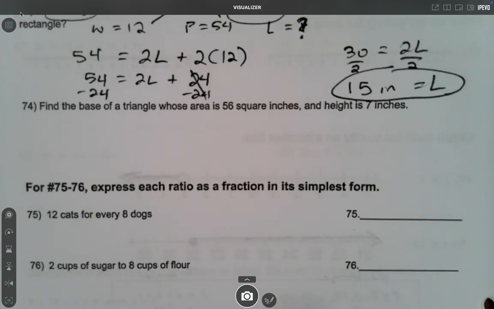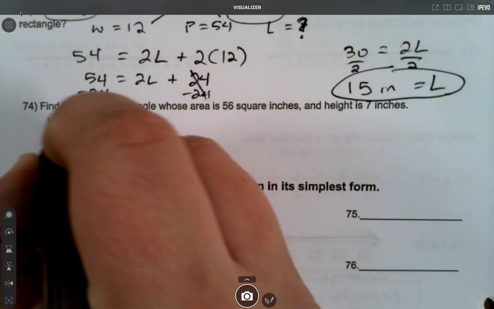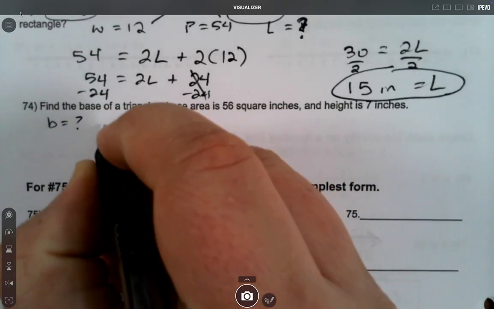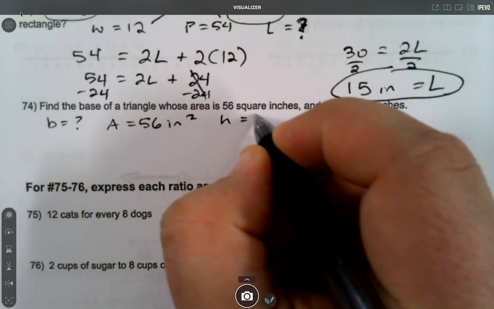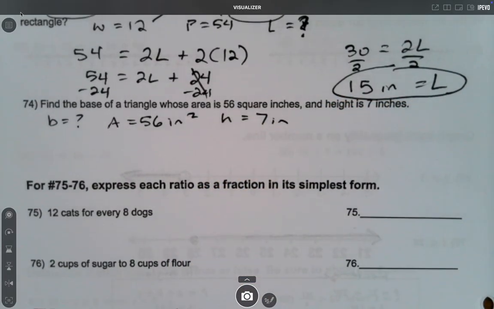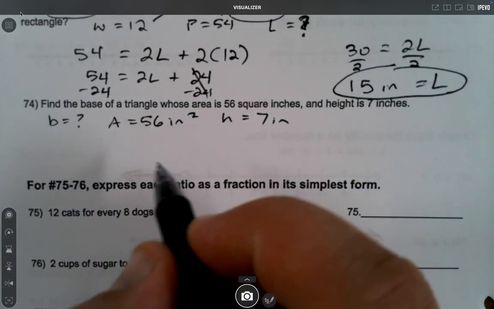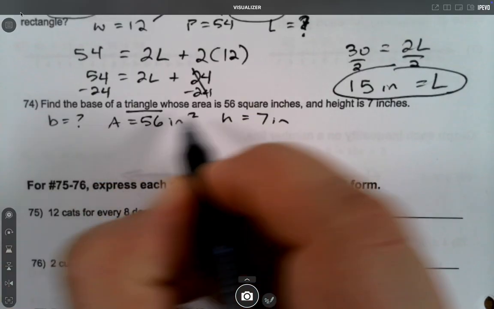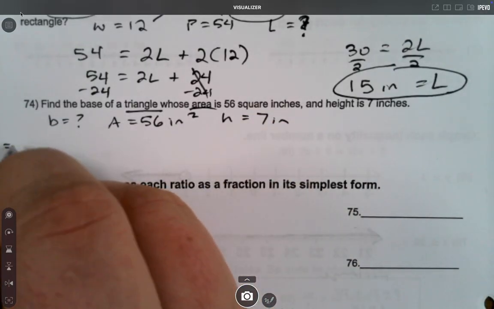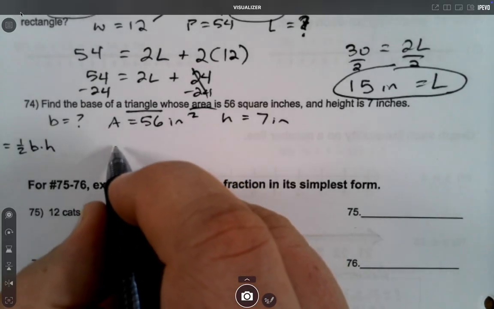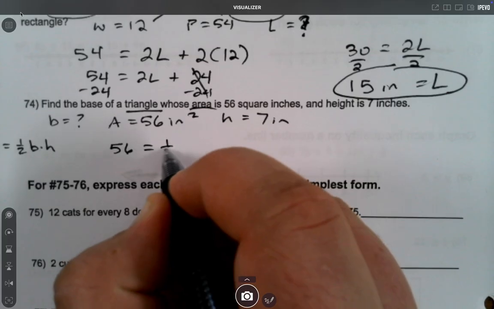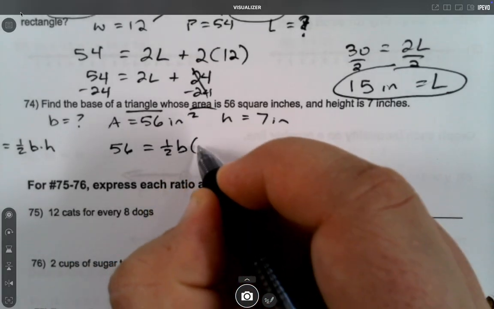74. Find the base of a triangle. So the base is what we're looking for, whose area is 56 square inches and whose height is 7 inches. So again, I wrote down what they told me and what they're asking for as I read through it. Now we see the word triangle and we see the word area, so I know we use the formula A equals 1/2 base times height. So I plug in 56 for A. I don't know the base, I do know the height.